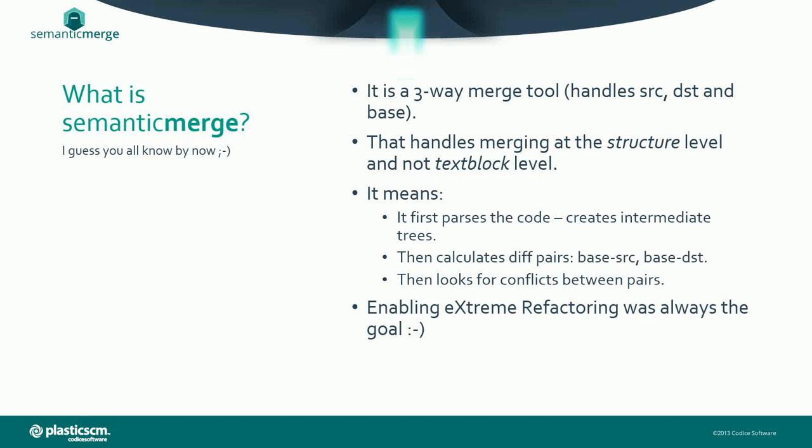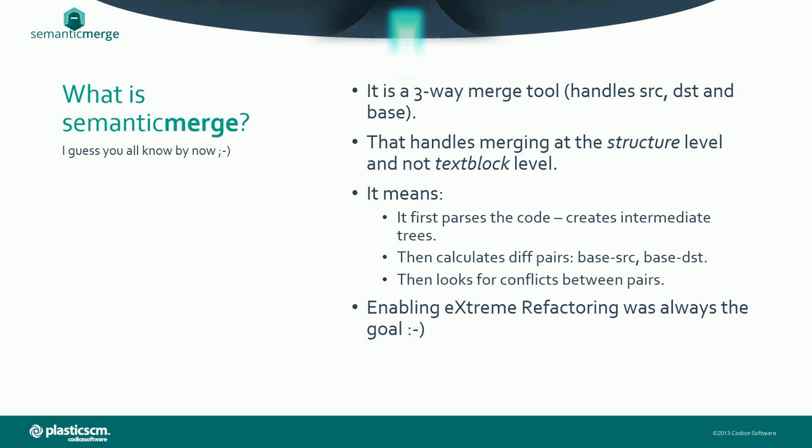Okay, just to make it a little bit simpler, suppose base is how the file was, source is the change made by Violeta, and destination will be the change made by me, right? So that is what it is about. As you all know by now, three-way means it's able to actually know when something has been added or deleted because it will compare to how it was before.